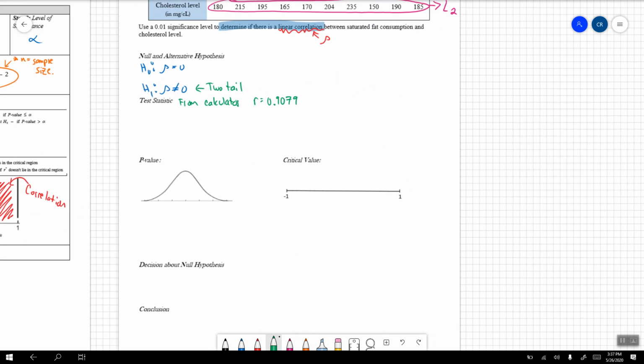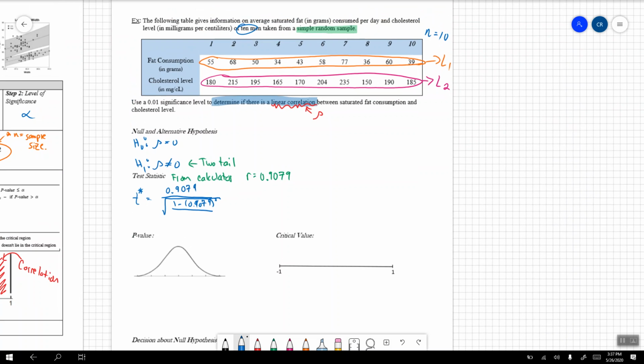All right, so here we go. Let's calculate that test statistic here. So that test statistic is going to be our correlation coefficient, 0.9079, divided by the square root of 1 minus 0.9079 squared. That's my R squared value. All divided by n minus 2. Remember, n for us was 10, so n minus 2 is just going to be 8. So we could write this as 10 minus 2. I'm going to go back to the calculator really quick, and insert all of this in there to make sure that we get the right values.